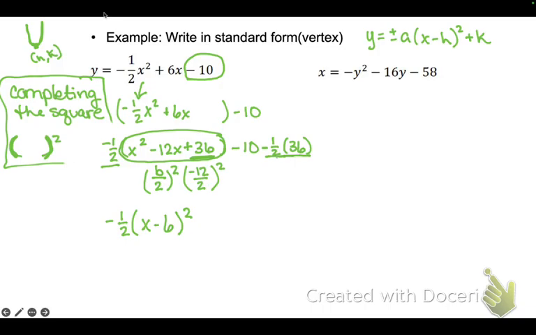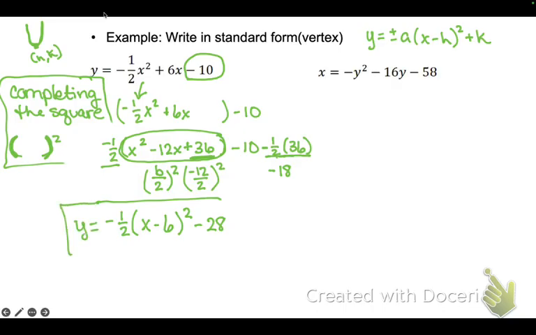So negative 1/2 of 36 gives me negative 18. That's for dividing. Just half of 36 is 18, yes? Okay, so negative 10, negative 18 is negative 28. Okay, so what I've done now, I wrote this in vertex form, didn't I?